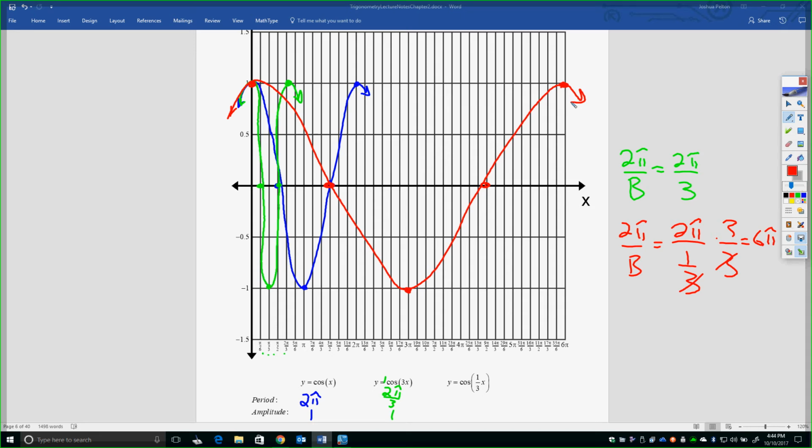Okay? Alright, so long story short, when you have a function y equals a times sine of bx, or y equals a times cosine of bx, the a is going to affect the amplitude, and the b is going to affect the period. Alright, let's try 2 more.